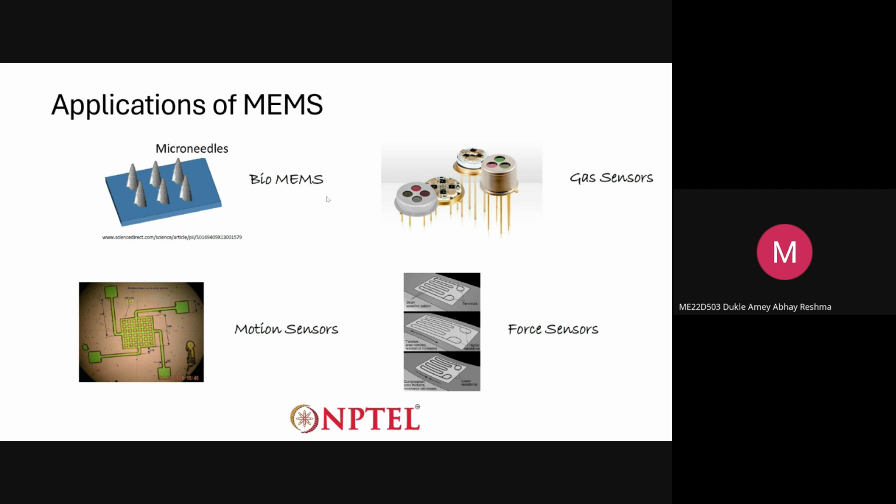Then there are motion sensors. In every mall you can see that the doors are automatic. Doors do not require you to touch them. Those kinds of things are basically motion sensors.